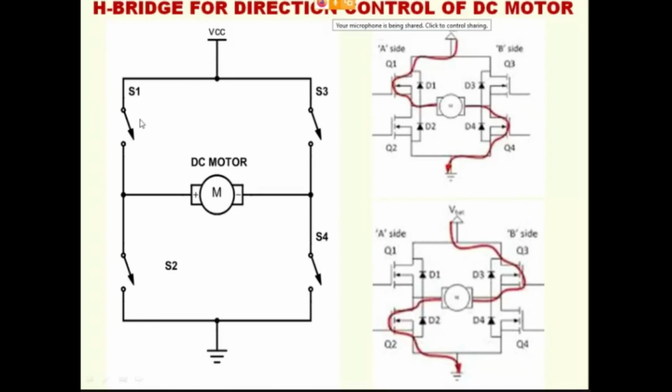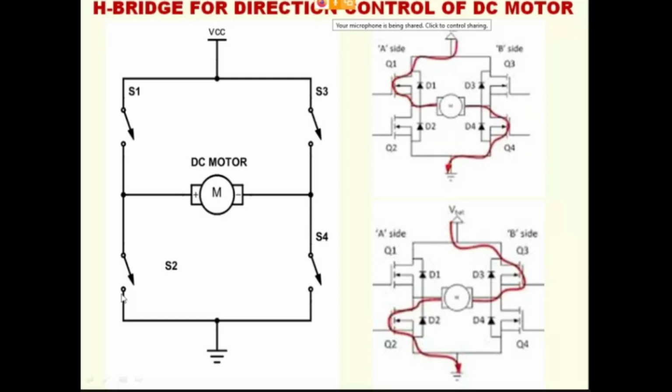Look at the screen here. If I close the switch S1 and S4, always the current flows from higher potential to lower potential. So the top is VCC and the bottom is ground. So the current flows from here and goes into the micro motor like this, from left to right. If the current flows from left to right, then magnetization will happen in one direction, and the direction of rotation will be in one direction. So let us say clockwise direction.